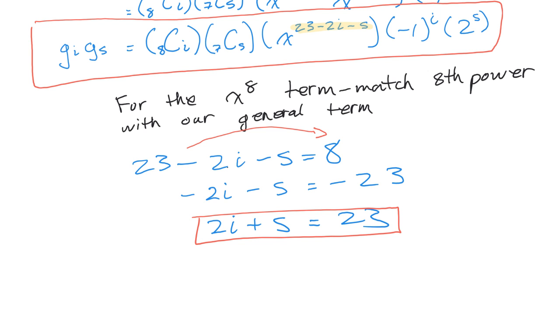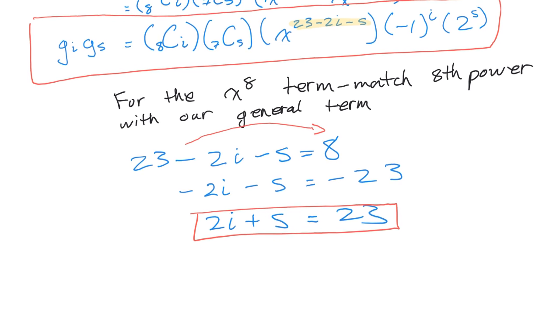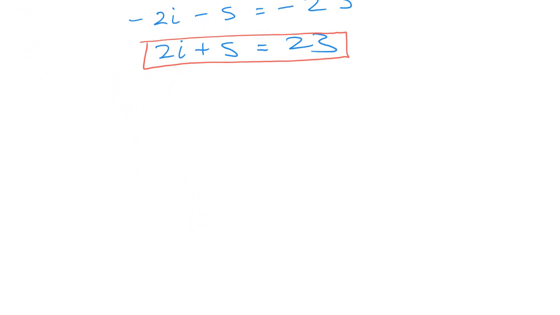So let's continue. Now, when we do some investigating, we're going to find the following sets of numbers that give us what we're looking for: our i being less than or equal to 8, but greater than or equal to 0, and our s being less than or equal to 7, but greater than or equal to 0. Sorry, I meant 0.